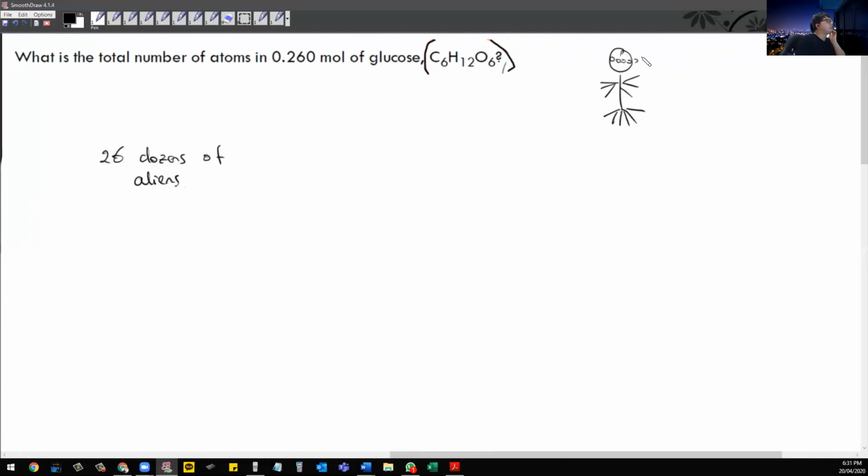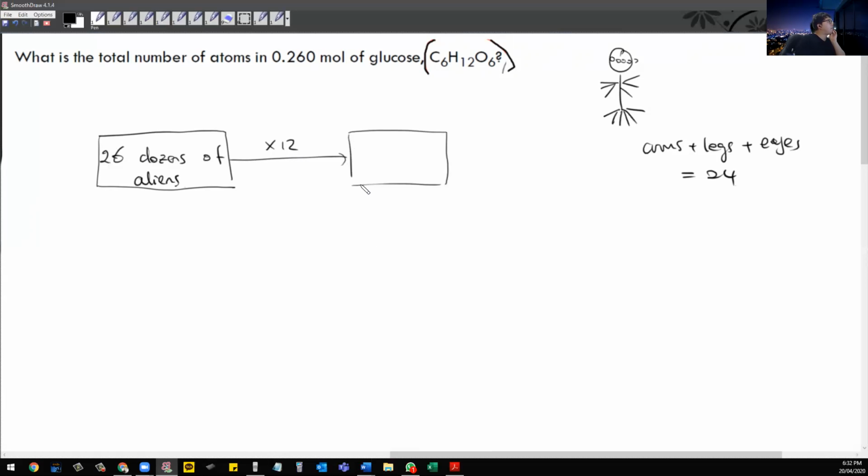So the arms plus legs plus eyes is equal to 24, isn't it? I would like to know how many arms and legs and eyes there are in total among 26 dozens of aliens. So you have 26 dozens of aliens, so you multiply it by 12.